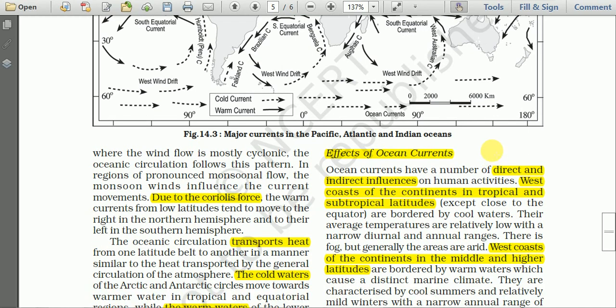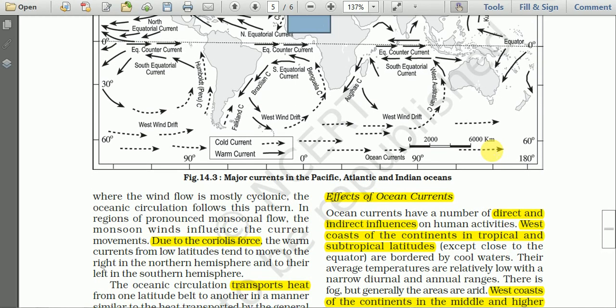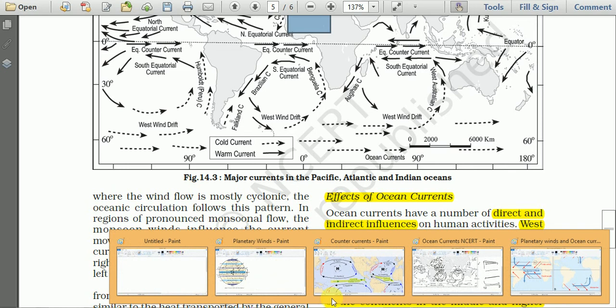because when cold ocean currents are flowing along the coasts, there will be stability of the atmosphere. Because of the cold ocean water, the air in the atmosphere will be cooled down, and because of that there will be stability of the air. That means air will not be able to rise upward to make rainfall.